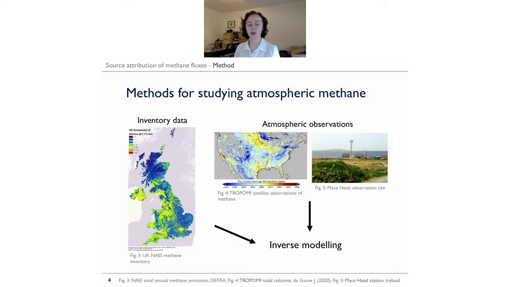Another way to study methane emissions is to use atmospheric observations. You can then use these observations to infer surface fluxes. So for example, you can use satellite data like the plot in the middle, or ground station data, which make observations at single sites, such as the image on the right-hand side from Mace Head in Ireland. My method uses both types of data. So I infer emissions from the surface using atmospheric observations, but I also use this inventory data as a prior estimate of these emissions.